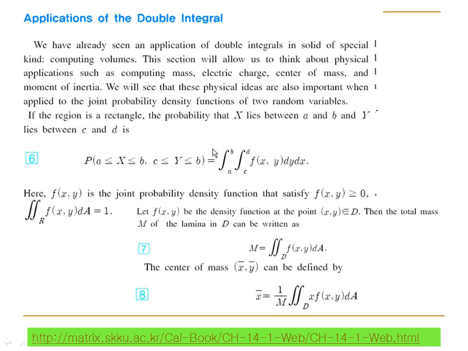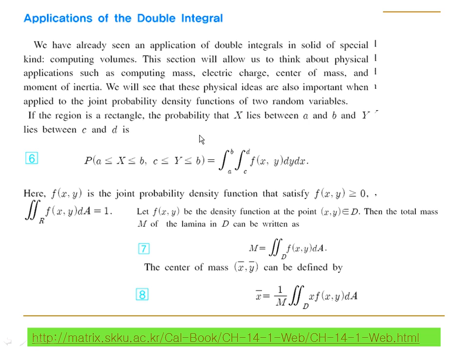Now the application of double integrals. Double integrals can be used in probability. If f of x, y is a joint probability density function that satisfies this, then the double integral of this joint probability density function should be 1. And if f of x, y is the density function at the point x, y, then the total mass m of the given lamina in the domain D can be written as this. In this case, the center of mass, x bar, y bar, can be defined as this integral divided by the total mass, like this.